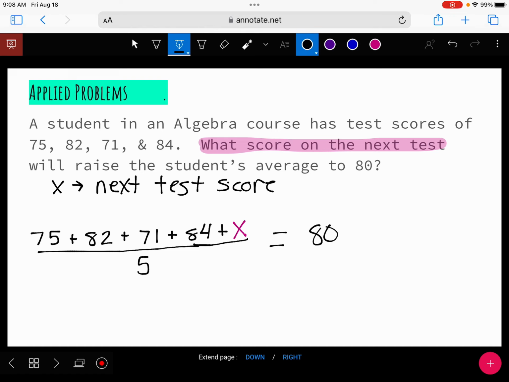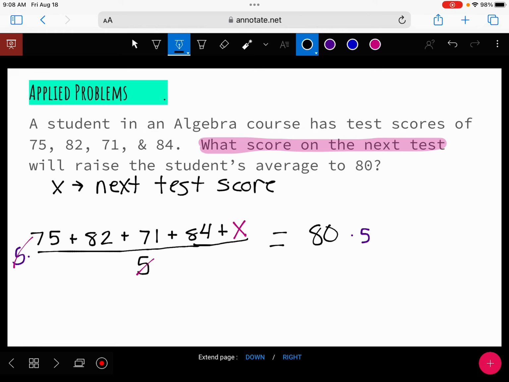Now our job is to solve it. Not add 5. Times 5. Easiest way to get rid of a fraction is multiply by your denominator. So we times 5 on both sides. That's going to make this guy and that guy cancel out. Let's add together those numbers because I really don't feel like writing them all again.